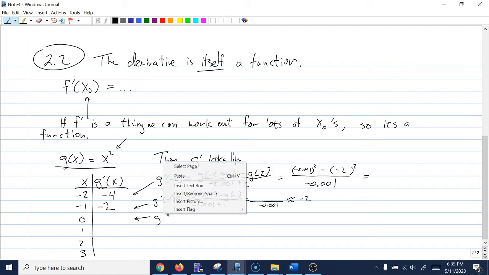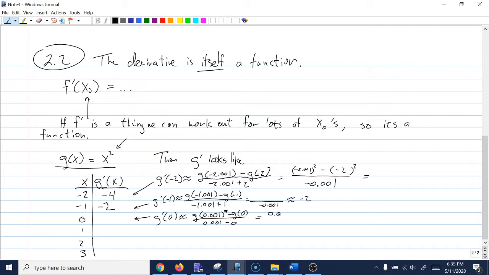I can do 0. What's g prime of 0? I want a number very close to 0. 0.001 squared minus g of 0 itself, divided by 0.001 minus 0. That's 0.001 squared minus 0 over 0.001 minus 0. Those minus zeros aren't doing anything. A number squared divided by itself cancels, leaves one copy of the number. I get 0.001, a number which is very, very close to 0.